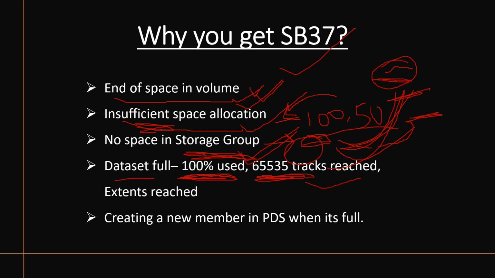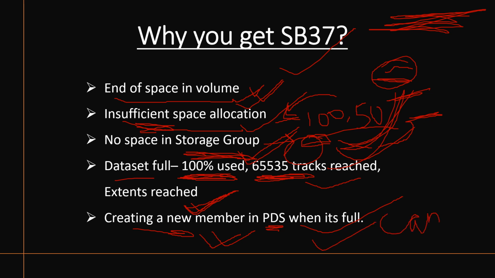And if it has reached 123 extents or 944 extents, as per the PDS file. If you are creating a new member in a PDS and there is no space in that volume or in that particular data set, you will be editing it, and by the time you are saving that member, you will get SB37 on the top right corner. It will pop up like SB37 abending. You cannot save that member, and you cannot come out until you give a cancel command or something like that. Until then you will be in the same member.